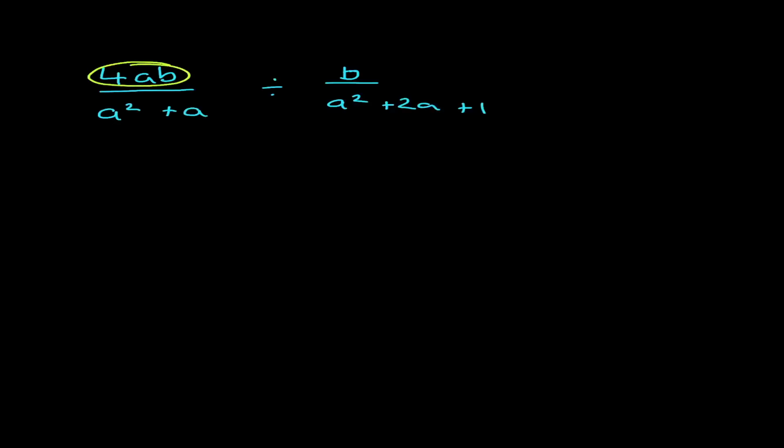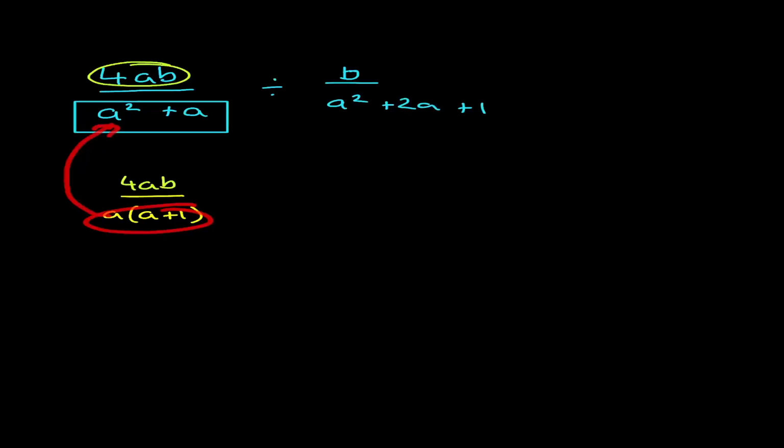So let's just write 4ab. We can't simplify that. However, this a squared plus a, we can simplify. We could remove a out as a factor, and we're left with a plus 1. You're basically dividing that by a, which gives me a, and that by a, which gives you 1. And if you multiply this out, you would get that.